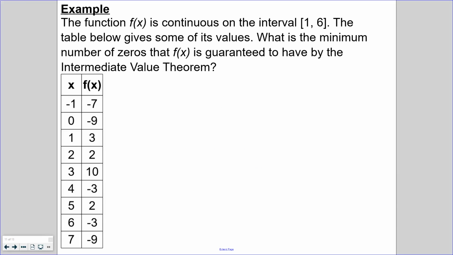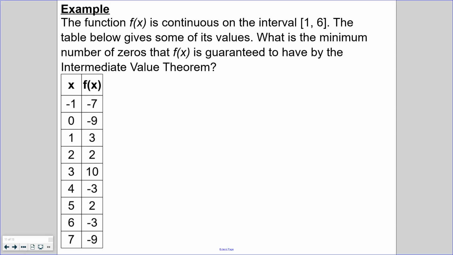Alright, for our next example, we're told the function is continuous on the closed interval 1 to 6. So boom, there's the first condition met for the intermediate value theorem. Then we're told the table below gives some of its values. Great. What is the minimum number of zeros that f of x is guaranteed to have by the intermediate value theorem? Alright, so let's take a look here.